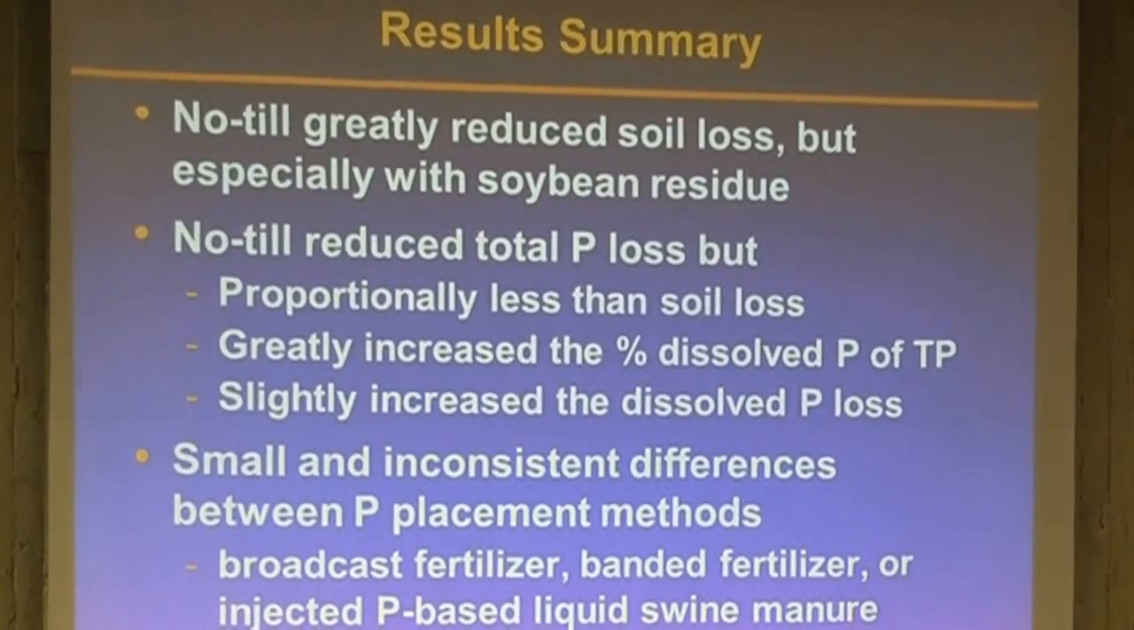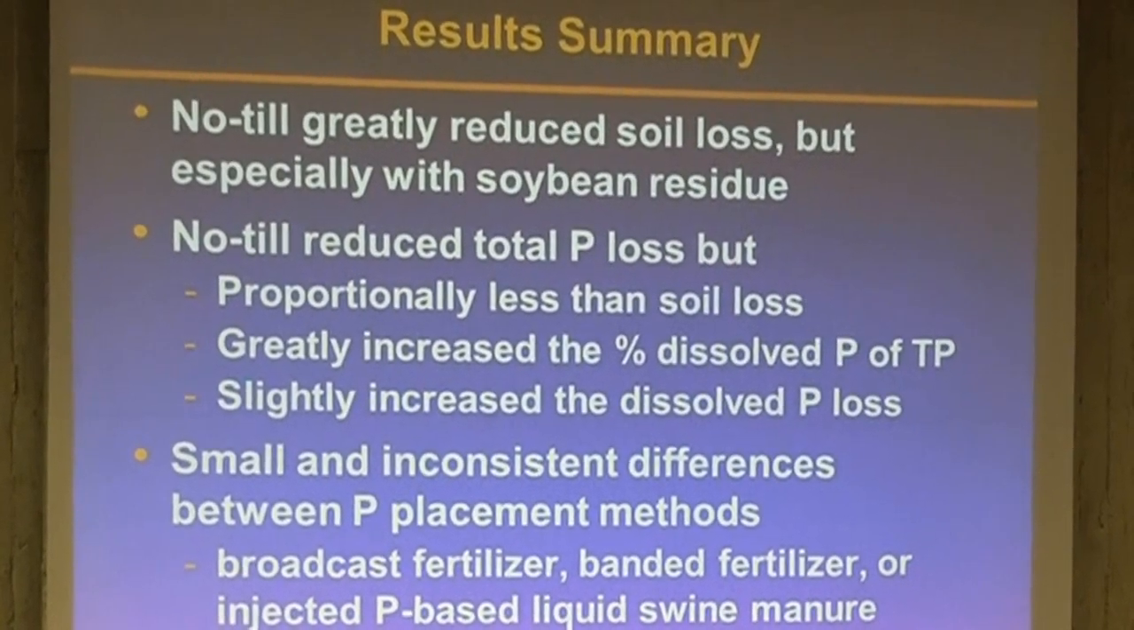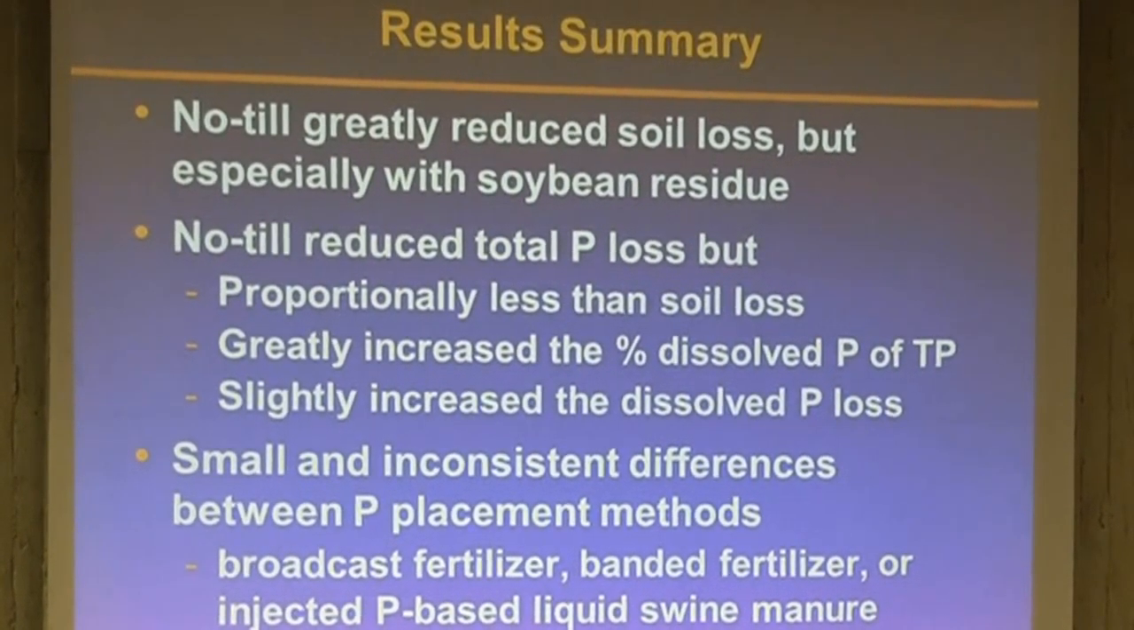From the study in Northwest Iowa with natural rainfall, we saw that no-till does reduce soil loss, no doubt, especially soil inversion. It also reduced total P loss, but proportionally less than the losses with soil. And it increased without doubt a lot the percent of dissolved P in the total P. Now this is the proportion, but because no-till also reduced the total P loss, it only slightly increased the dissolved P loss. Okay? So it reduced total P loss, increased the proportion, but when all these things balance, the increase in dissolved P loss from the no-till is not that much.